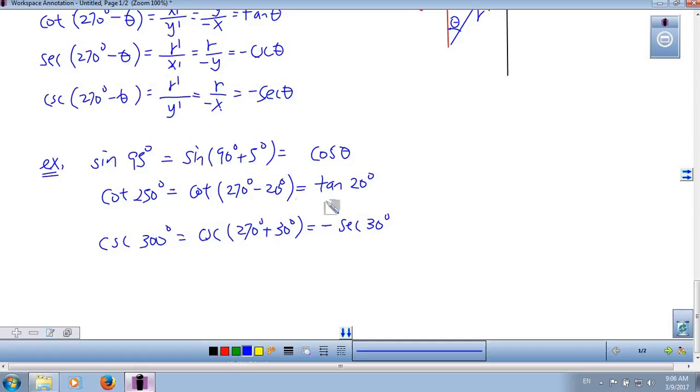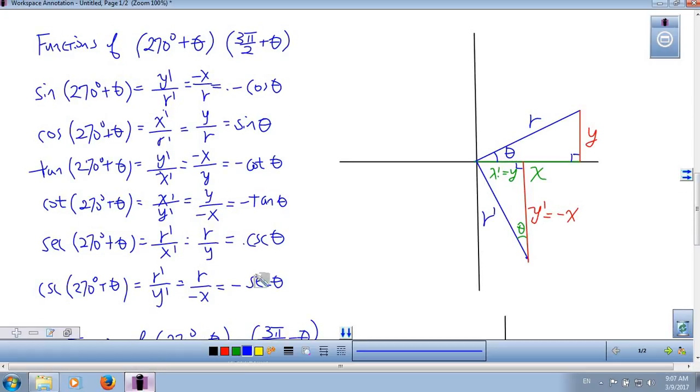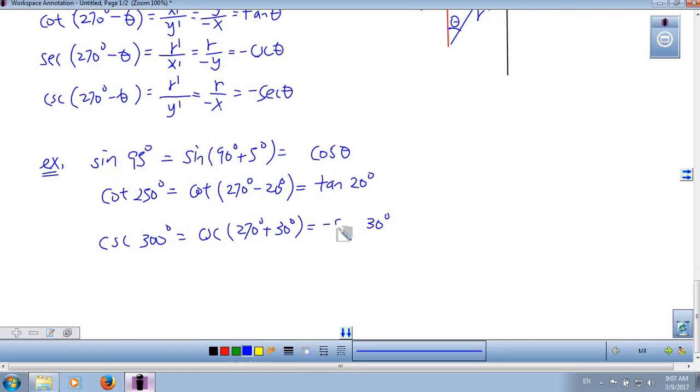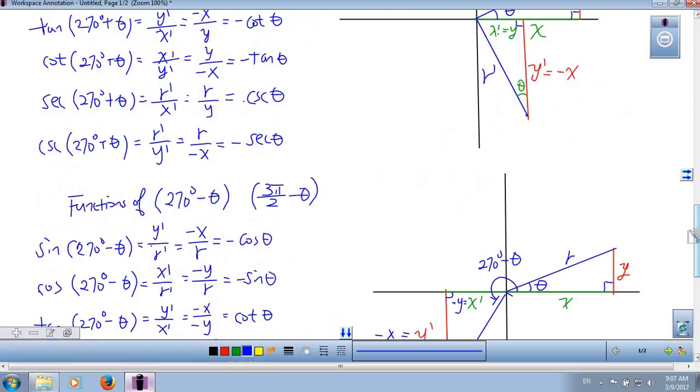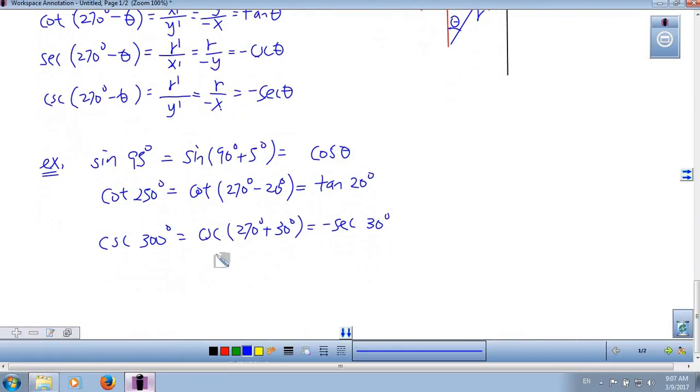When you do 270 degrees plus an angle, you get the cofunction, but only sine and cosecant will become positive. Let me go back here. Yep, cosecant is negative secant. I was right, I'm sorry. It's negative secant. Sine and cosecant are positive. They're reciprocals.